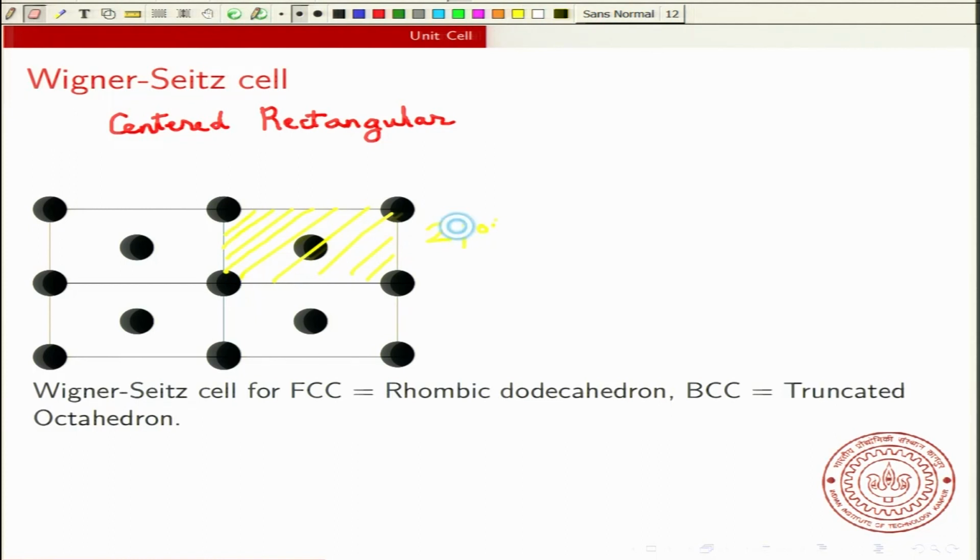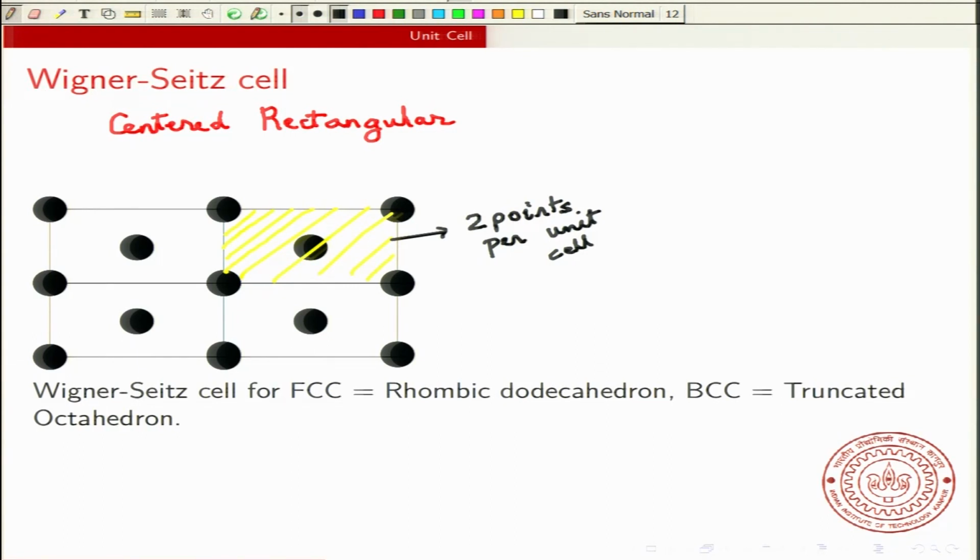Probably yellow is not very visible. Let me use a different color to show this. So this cell contains 2 points. This shaded yellow cell contains 2 points per unit cell, and how did we get 2?